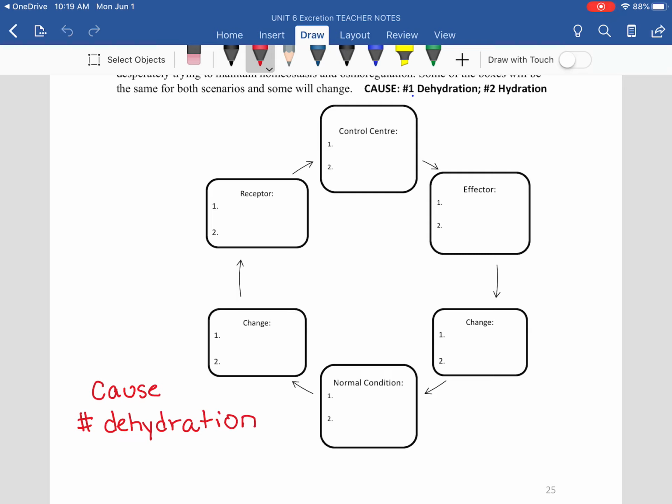Okay, so if we are dehydrated, the change that is occurring is we have low water levels in our blood. This is sensed by the osmoreceptors in our hypothalamus. So as the blood passes through the hypothalamus, the osmoreceptors sense the low levels in the blood. Our control center is going to be a combination of our hypothalamus and our pituitary.